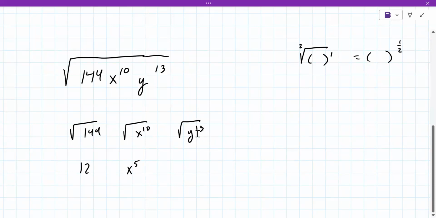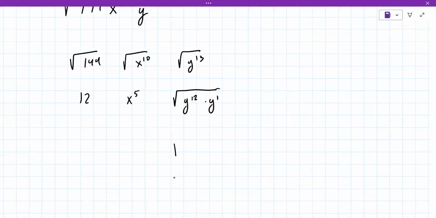And you might think, well, why can't I just take half of 13? Well, you can, but you got to give it to them in the form they want, which is different than just a decimal. So we're going to break apart the y to the 13th into y to the 12th times y to the 1. It still is y to the 13th, but then you can break that apart into the square root of y to the 12th times the square root of y. The square root of y does not reduce, but the square root of y to the 12th does.